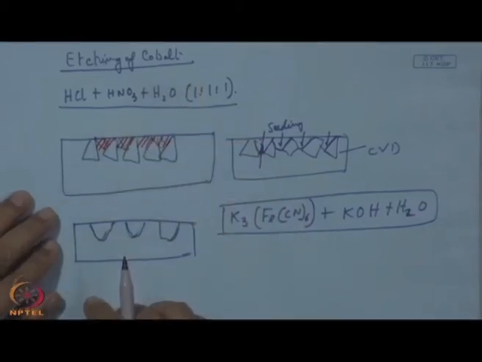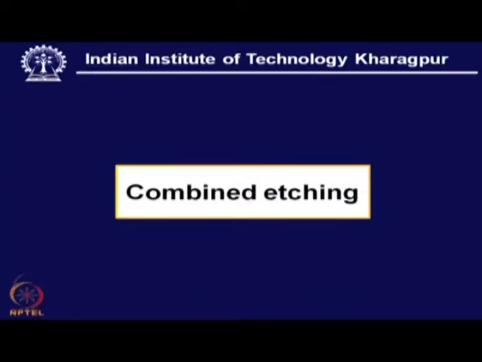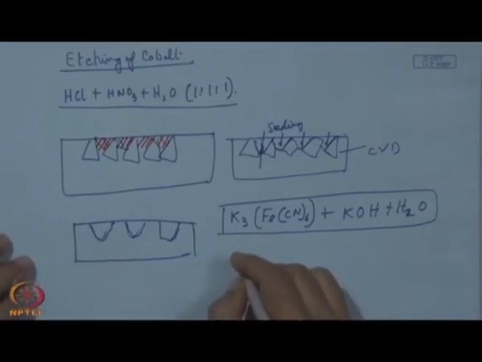But here it is not just etching of tungsten carbide, it is actually combined etching. Combined etching means now we have pockets, but still cobalt is not yet deactivated. So, for deactivation of the cobalt, what is used? Caro's reagent.